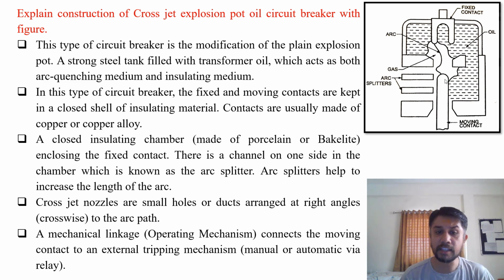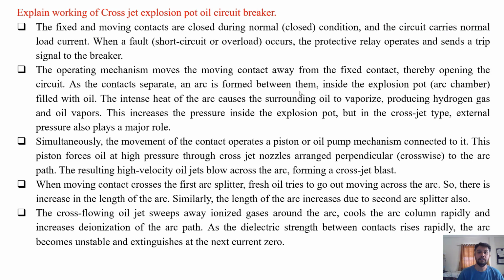A mechanical linkage or operating mechanism connects the moving contacts to an external tripping mechanism. This mechanism is operated manually or automatically with the help of relays. This is the construction details of cross-jet explosion pot oil circuit breaker. Explain working of cross-jet explosion pot oil circuit breaker.